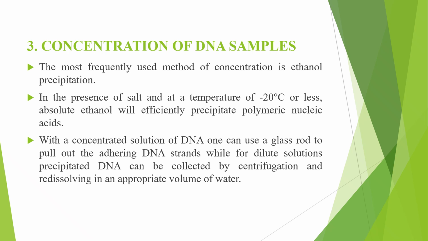After purification, the DNA solution may be dilute. The DNA concentration is increased by precipitating DNA using cold ethanol or isopropanol. In the presence of salt and at a temperature of -20 degrees Celsius or less, absolute ethanol will efficiently precipitate polymeric nucleic acids. With a concentrated solution of DNA, one can use a glass rod to pull out the adhering DNA strands, while for a dilute solution, precipitated DNA can be collected by centrifugation and redissolving in an appropriate volume of water.